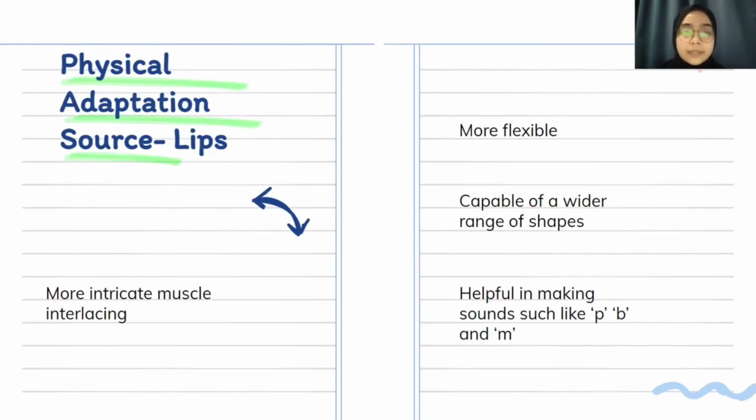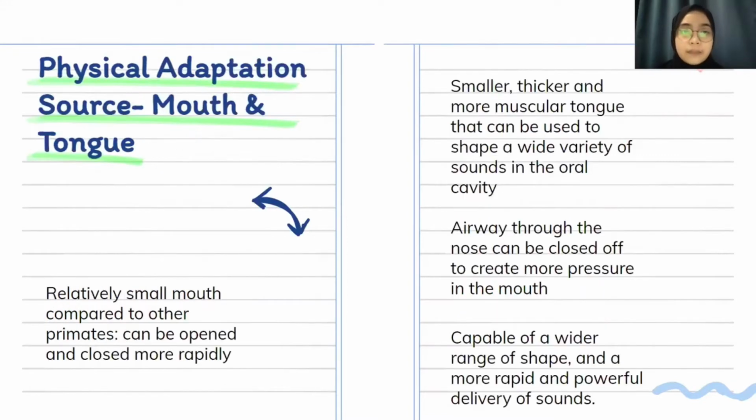Next is about lips. It has more intricate muscle interlacing. It is more flexible. It is capable of a wider range of shapes, and it is helpful in making sounds such as p, b, and m. Okay. Next is mouth and tongue.